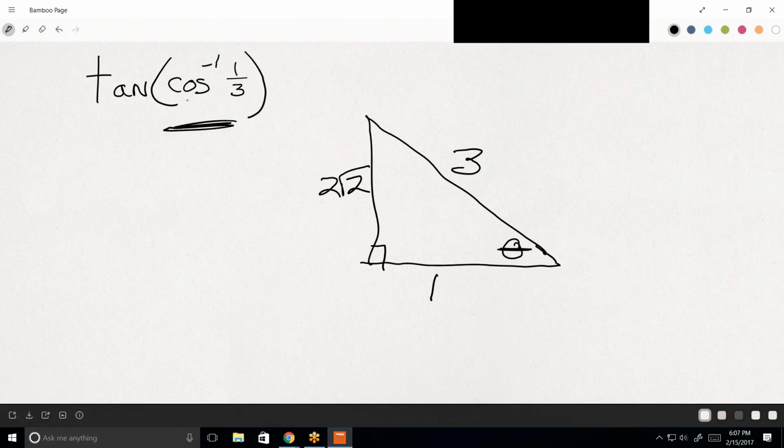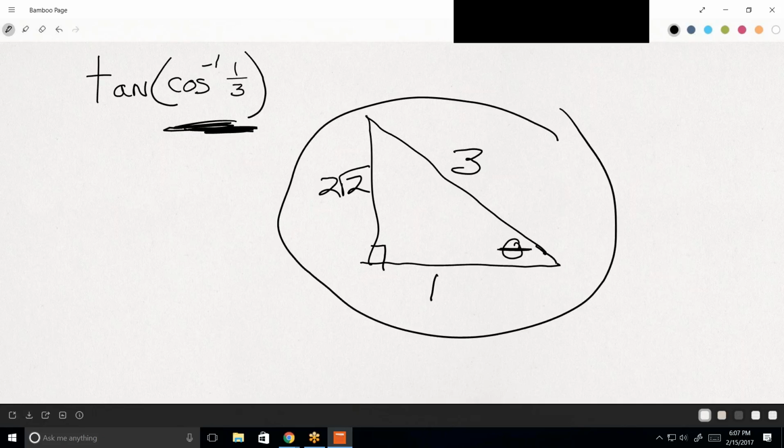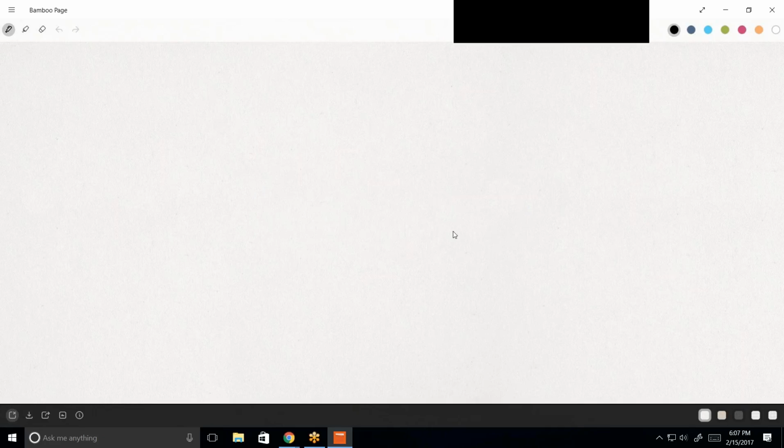So, in other words, if the inverse cosine of 1/3 is equal to an angle, then the cosine of that angle is equal to 1/3. So just from this information, I can construct that triangle. Now, what's the tangent of theta? Let's let that be theta. 2√2. Exactly. It's as simple as that. What else you got?